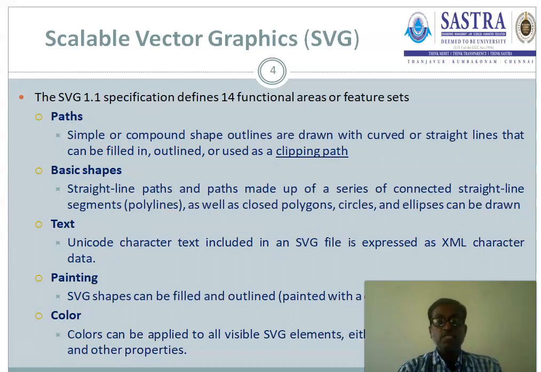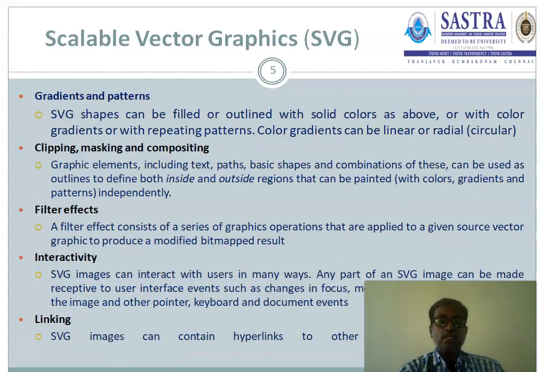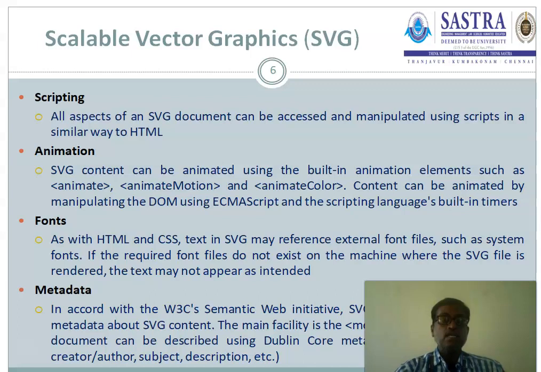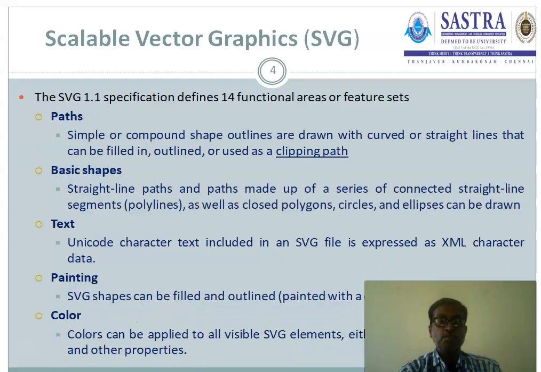The SVG 1.1 specification defines functional areas or feature sets: paths, basic shapes, text, painting with color, gradients and patterns, clipping, masking, compositing, and filter effects, interactivity, linking, scripting, animation, fonts, and metadata. These are the major areas in 1.1, the functional areas or feature sets, right? Features of SVG. Paths. We can define the path as a straight line or curved line.